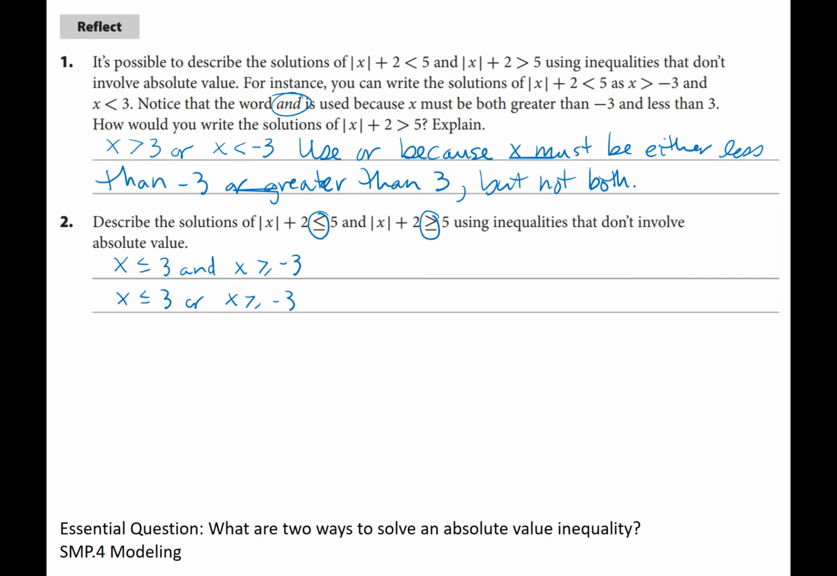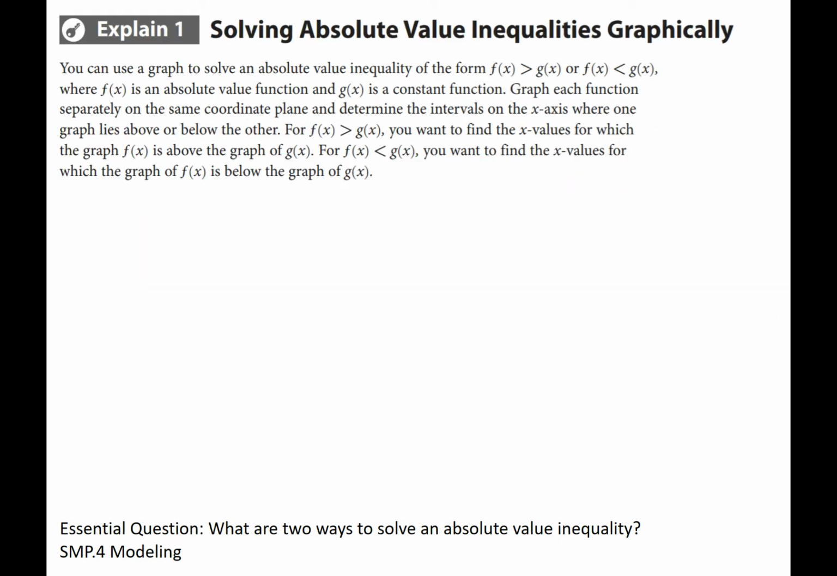Okay. Now we're going to look at a little bit more graphing through Explain 1 because we're going to solve absolute value inequalities graphically. You can use a graph to solve an absolute value inequality where the function f is greater than g, or the function f is less than g, where f is an absolute value function and g is a constant function. Graph each function separately on the same coordinate plane and determine the intervals on the x-axis where the graph lies above or below.